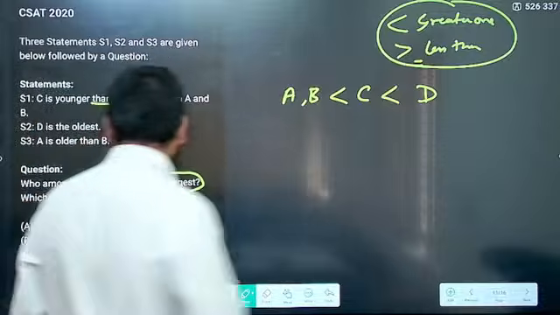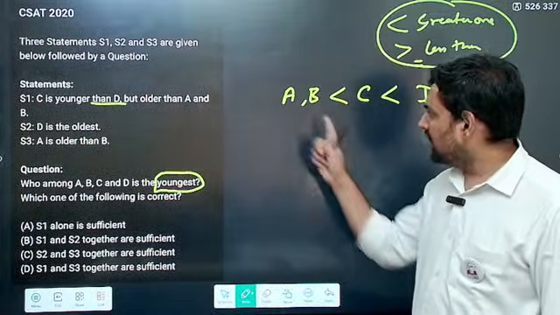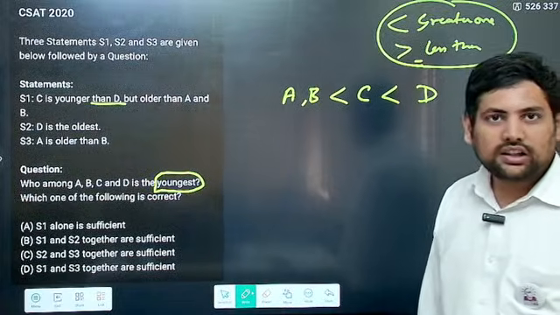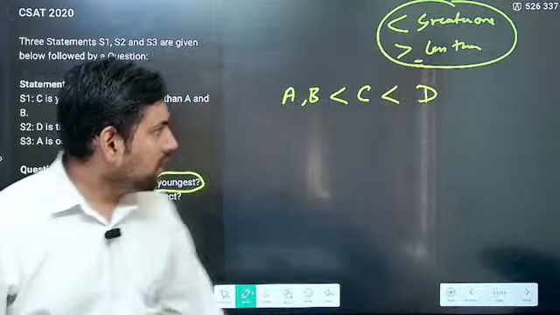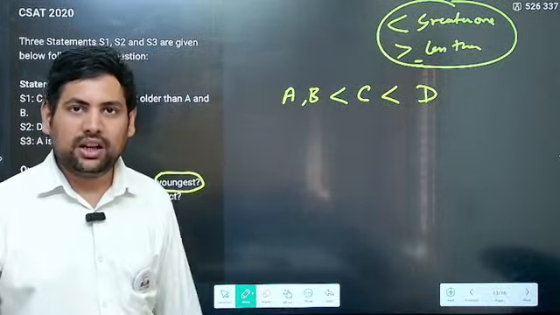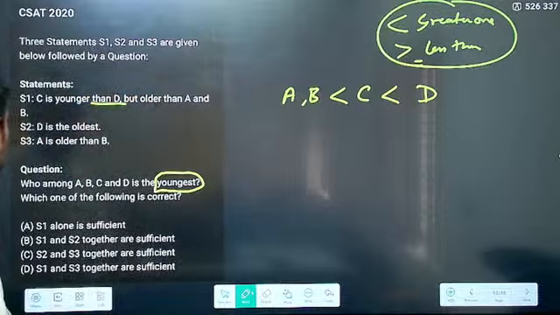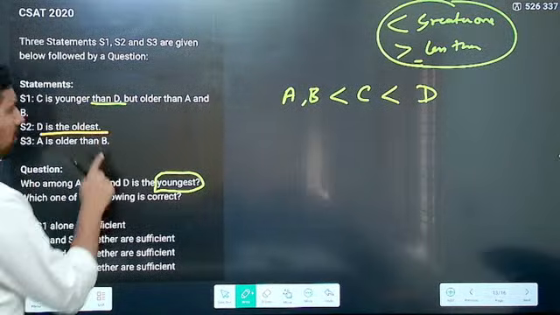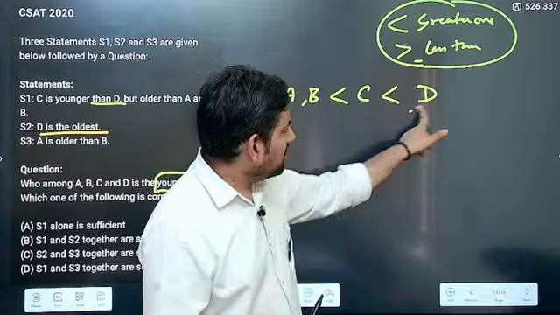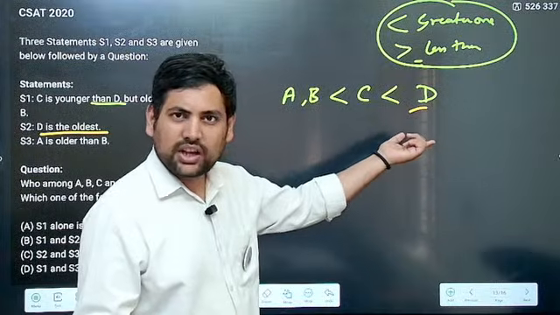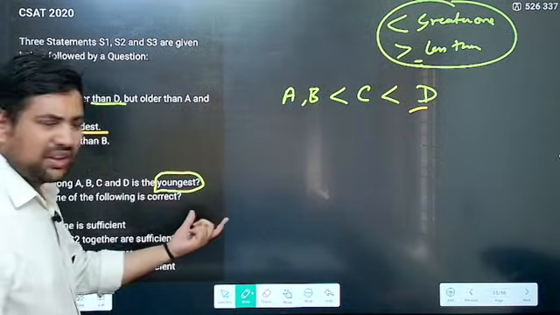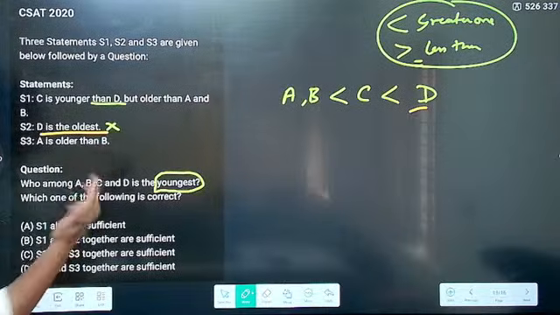This is the first statement. It is asking you the youngest person. Can you find the youngest person? You don't know. Why? Because you don't know the relation between A and B. Now, let's read the second statement. D is the oldest. Yeah, that I already knew. But I am looking for the youngest one. So actually this statement is not of much use to me.